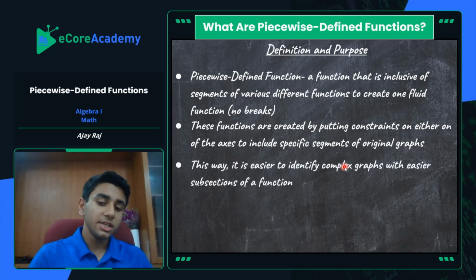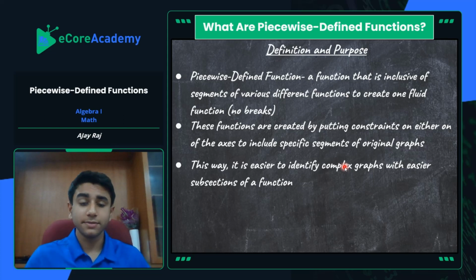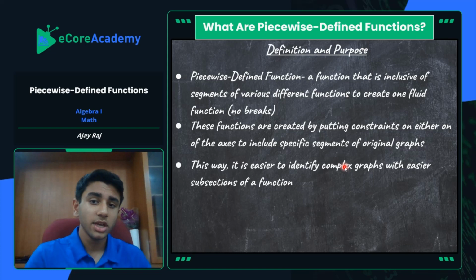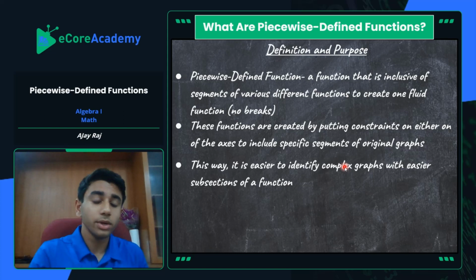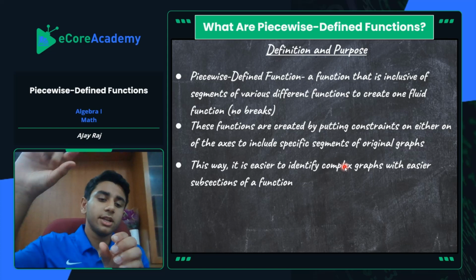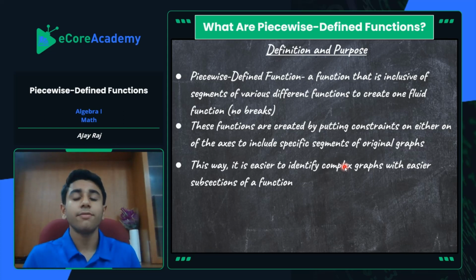And lastly, this is an easier way to identify complex graphs with easier subsections of a function. So when it comes to larger graphs that are much more complicated, that you cannot exactly identify by one single equation, it might be a very weird graph like a frequency chart. You can't necessarily identify it by a single equation, but you can break it apart into different linear equations, essentially attaching different linear equations together to get that overall essence, how to define that graph. So you're essentially taking a complex figure, breaking it apart into subsections, and defining those similar basic sections separately.